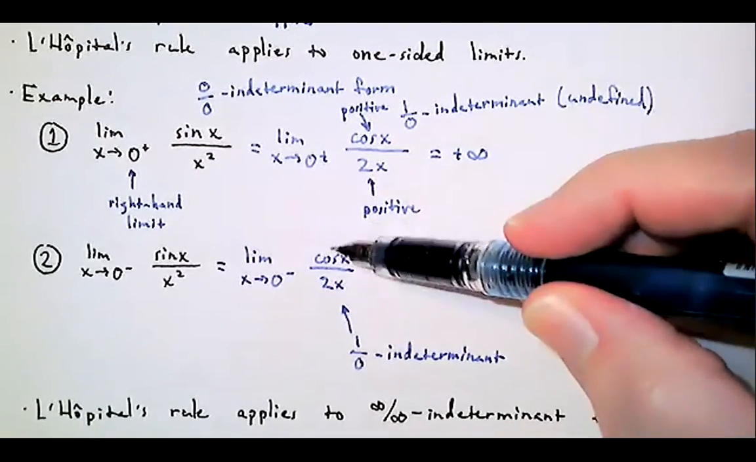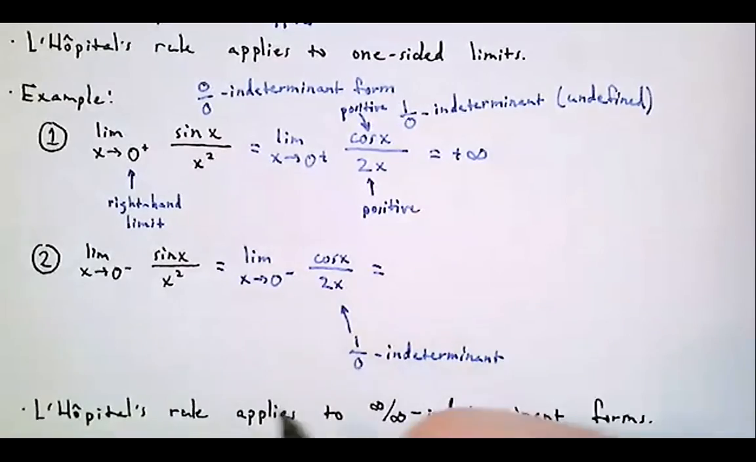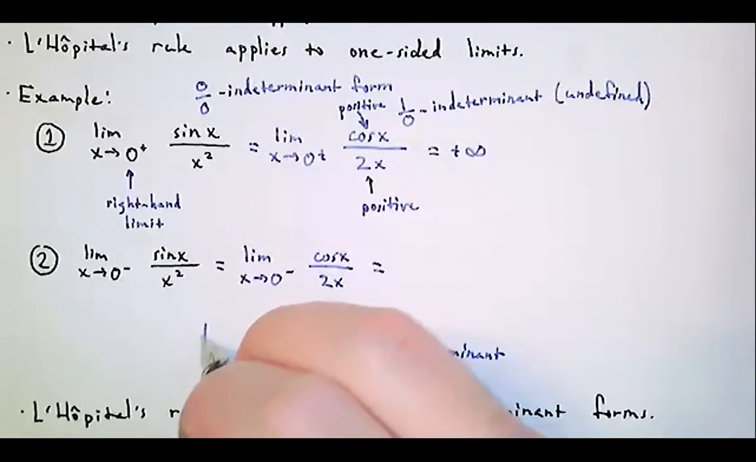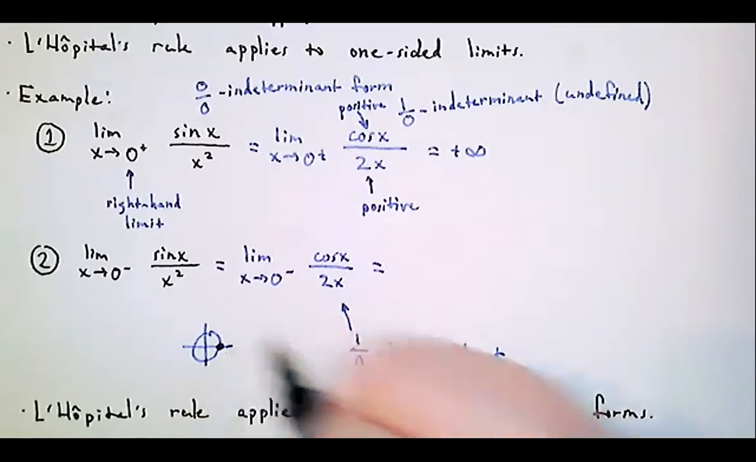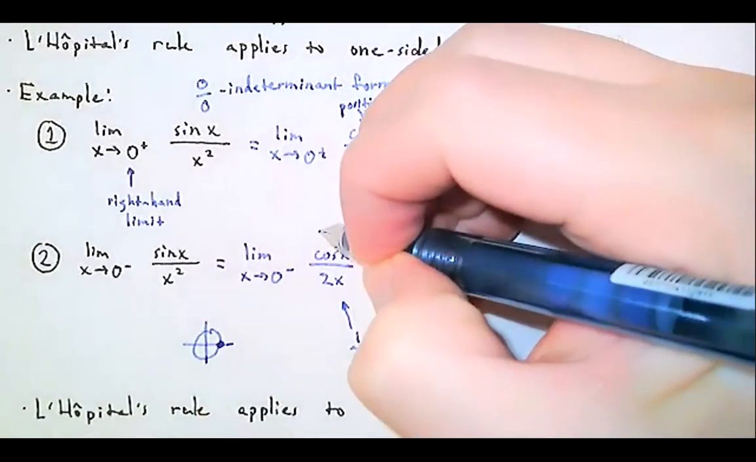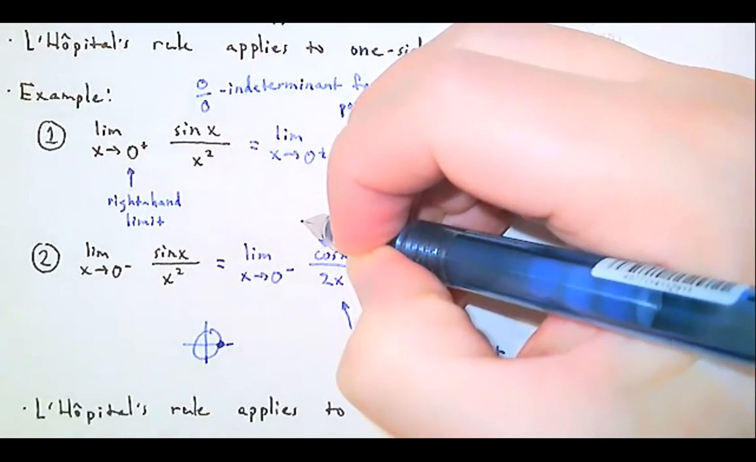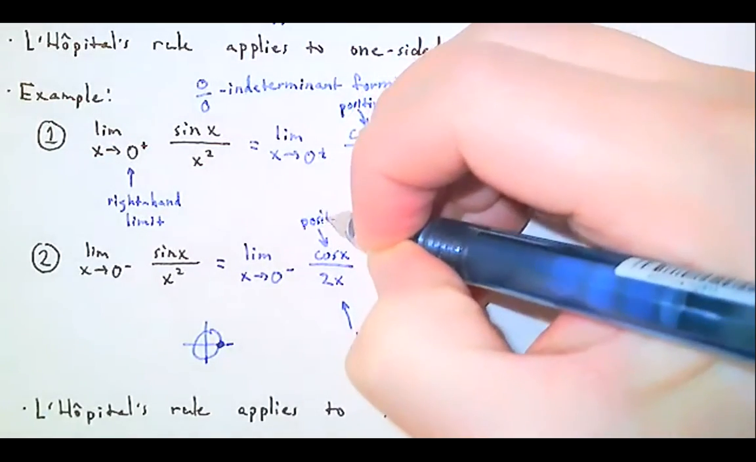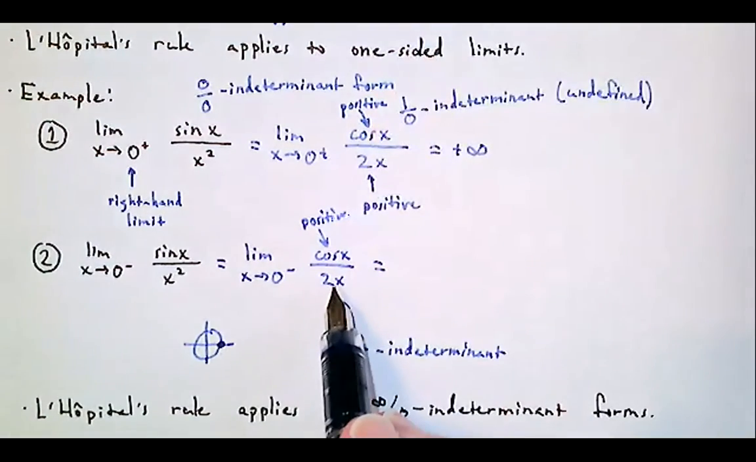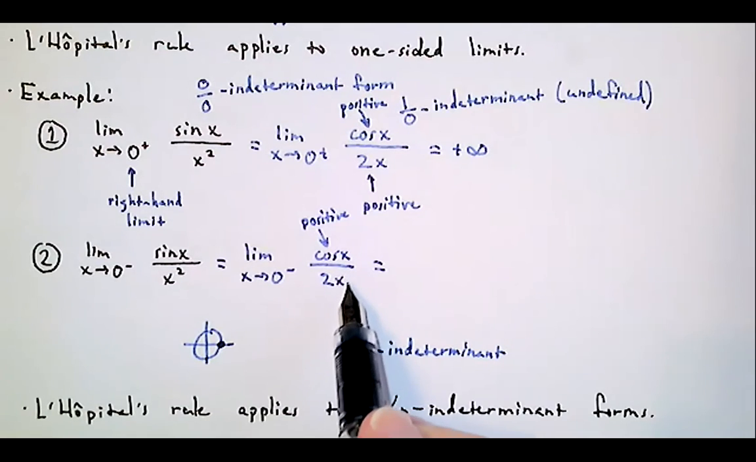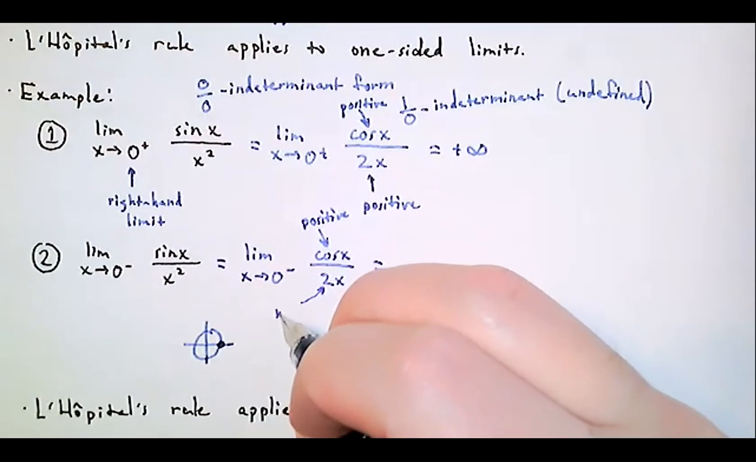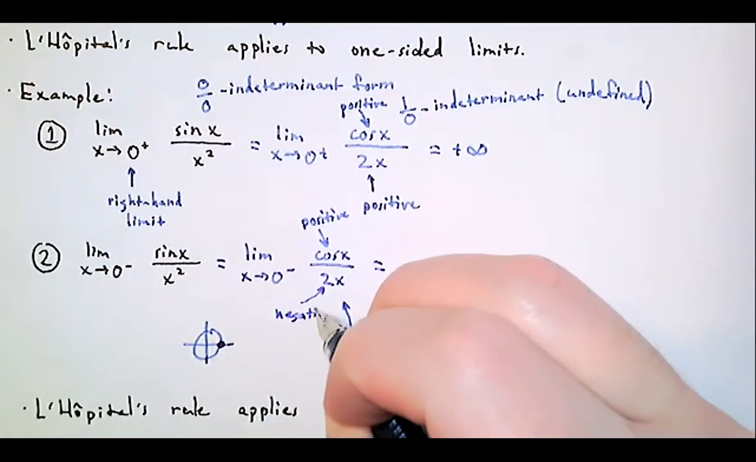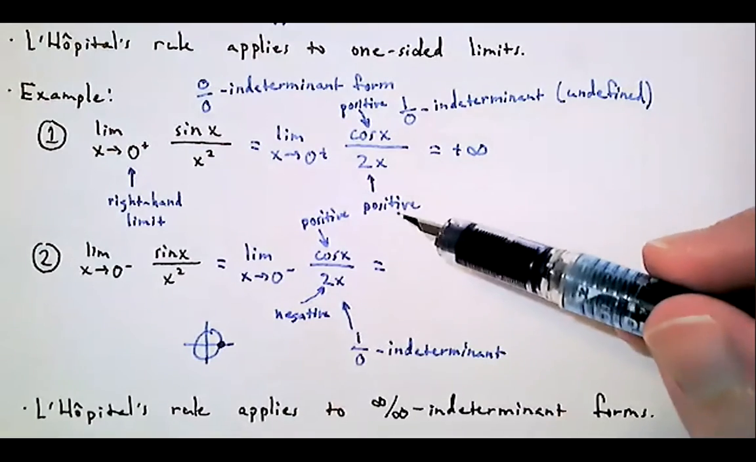But now the numerator is positive. Remember to think back to the unit circle. Over here, the x coordinates are all positive, so cosine is positive. But since we're coming in from the left side, now 2x, we're thinking of plugging in negative numbers for x. So the denominator is going to be negative. And this is what we saw playing out on the graph.